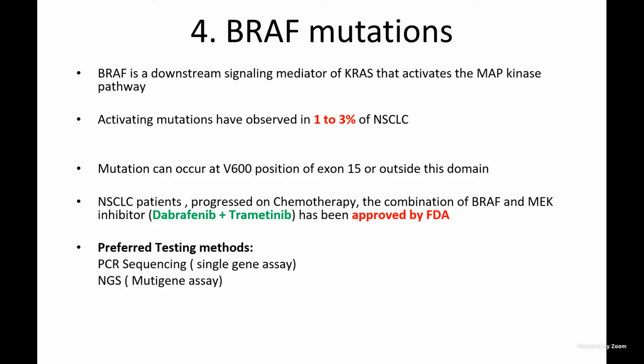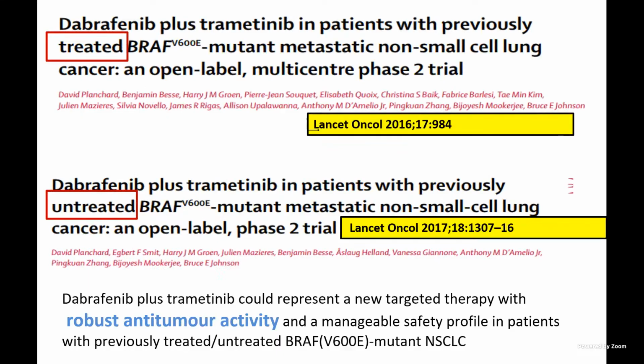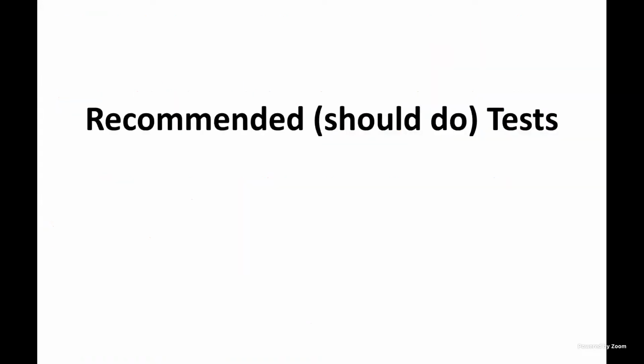Again, the testing method is PCR sequencing when you're going for a single gene, or NGS as a part of multi-gene assays. So these are the initial trials, which have shown a good response to dabrafenib plus trametinib. It could represent a new targeted therapy with robust anti-tumor activity and a manageable safety profile in patients with previously treated or untreated BRAF mutant NSCLC.